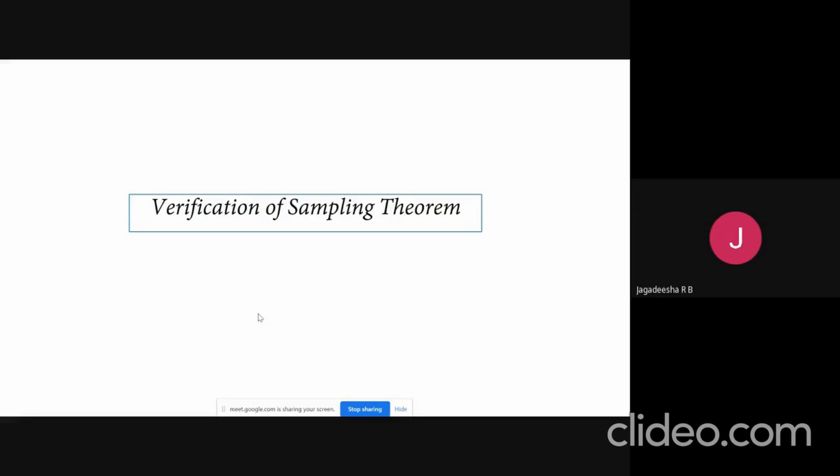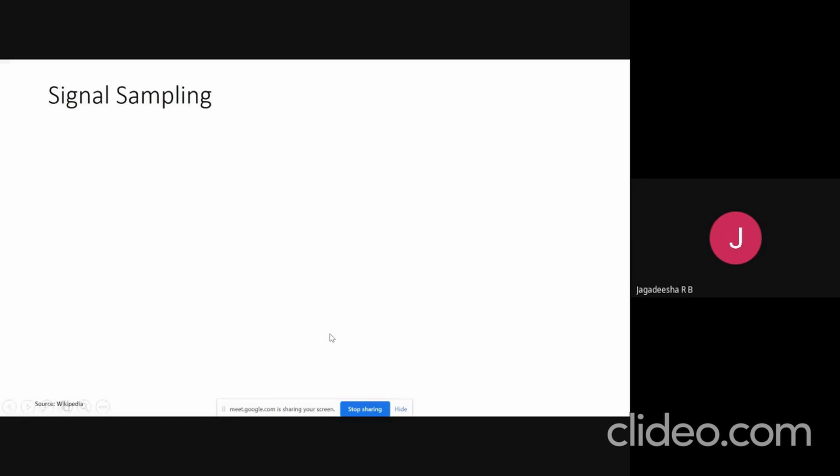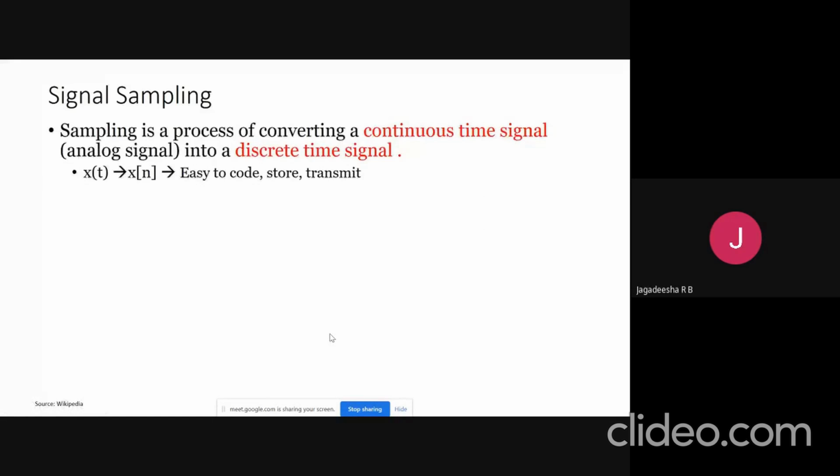That is verification of a sampling theorem. So in case of sampling the signal, we have an analog signal, which is a continuous time varying signal. Our objective is to convert it into samples, that is, a discrete time signal. That's the objective of the sampling theorem.